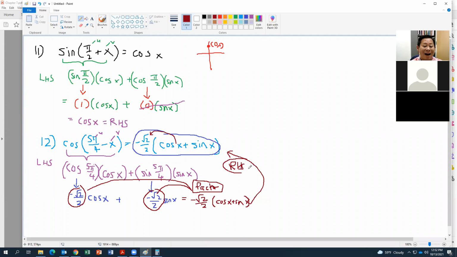So make sure you guys understand this. If you see something like this in your test, it means this is being factored out, which is the opposite of distributing. And this is how we prove this. Questions that you guys have?